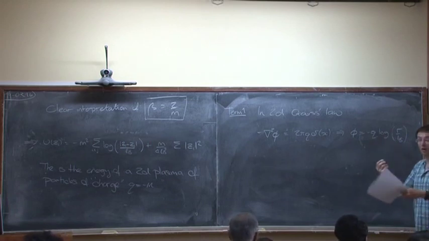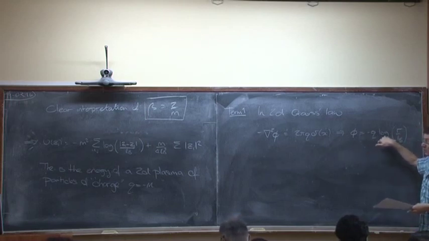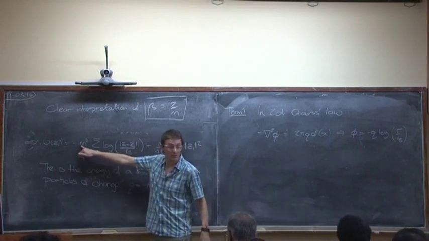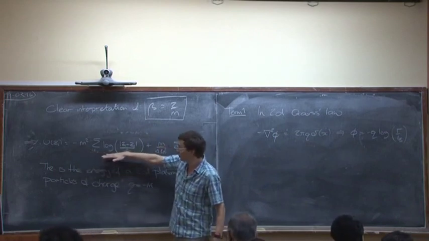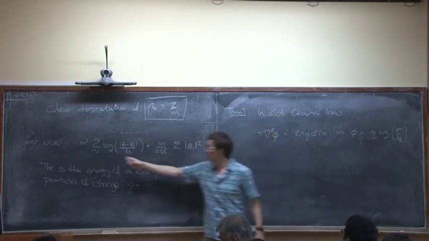The energy of 2 particles, both of charge q, is just going to be q squared times log. That's exactly what we have here. Q is n. So what we've got here is the electrostatic energy summing over pairs of particles, where each particle has charge.